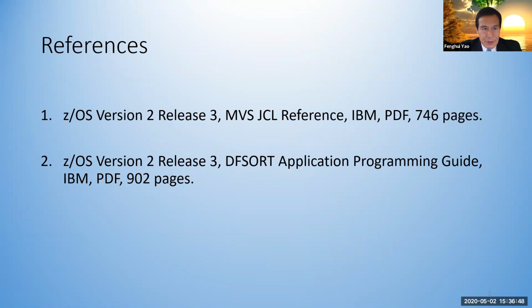This slide shows the references. Last video, I explained JCL essentials. For JCL essentials, you can look at this manual. You can find it from the IBM web page. It is a 700-page PDF file. That's the JCL reference or manual.